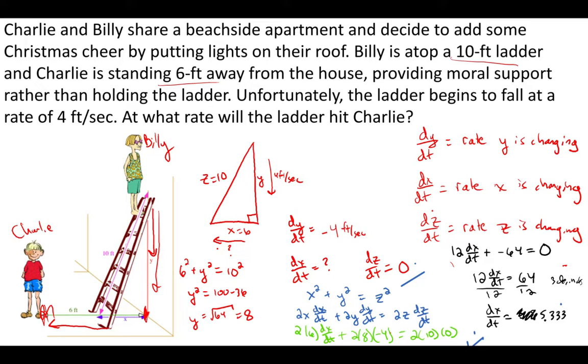And also we need to make sure we have the correct unit. You would maybe see this on one of the free response questions. The correct unit here is going to be feet per second. So that ladder is going to hit Charlie at 5.33 feet per second. That's how fast the ladder is going to be moving.